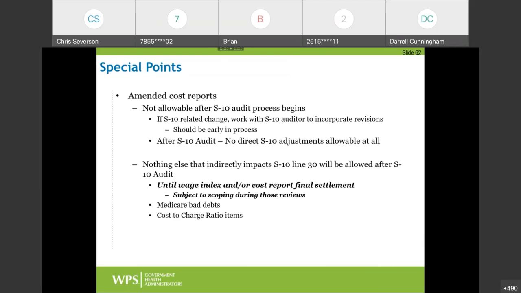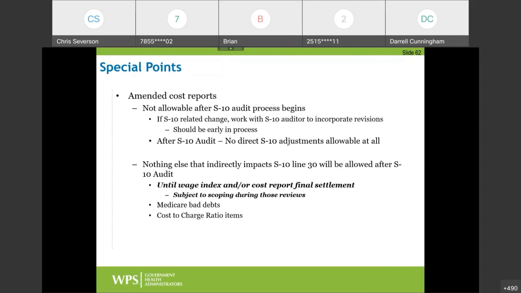So even if you're not updating line 26 or line 20, let's say you're just updating worksheet A8 adjustments or some stats on B-1 or some costs on A that we didn't audit during S-10, they still impact line 30 because they impact the cost to charge ratio on line 1. We are not allowed to accept the amended cost reports.